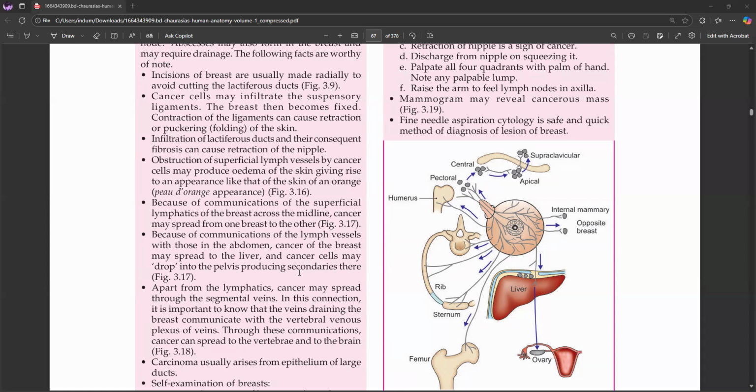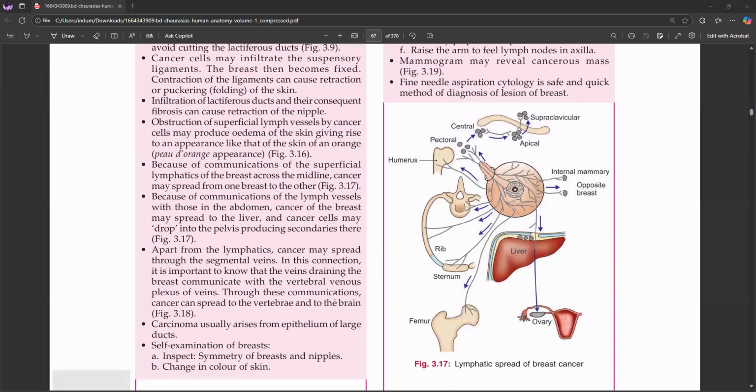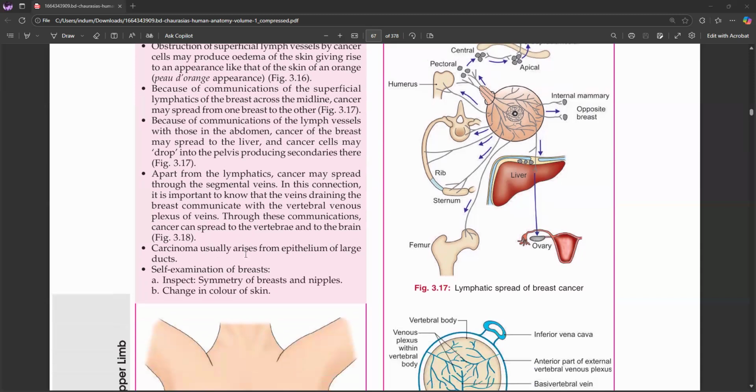Figure 3.16. Because of communications of the superficial lymphatics of the breast across the midline, cancer may spread from one breast to the other. Figure 3.17. Because of communications of the lymph vessels with those in the abdomen, cancer of the breast may spread to the liver and cancer cells may drop into the pelvis, producing secondaries there. Figure 3.17. Apart from the lymphatics, cancer may spread through the segmental veins.